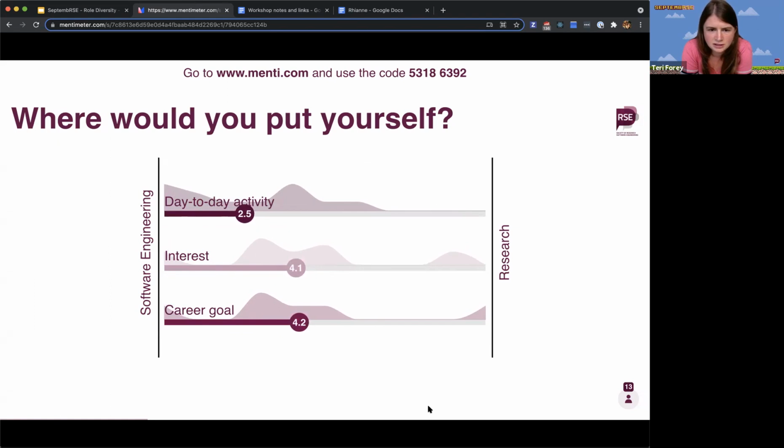Cool. So looking like in terms of your day-to-day activity, it definitely seems to be heading towards the software engineering side. Whereas in terms of interest levels, there's a good hump over by research. Career goals seems, to me anyway, more central. People are still putting these in. Give it a couple more minutes.